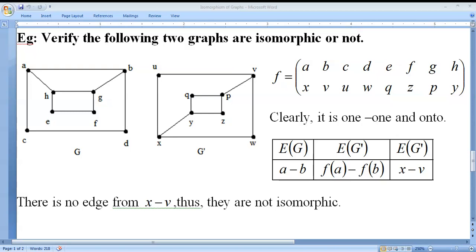So the point you need to remember is, while mapping the elements in the domain, you need to check that their images in the codomain are different. In this example the second condition fails. That is, if uv is an edge in the first graph, f of u, f of v must be an edge in the second graph. That condition failed with this graph. Thank you.